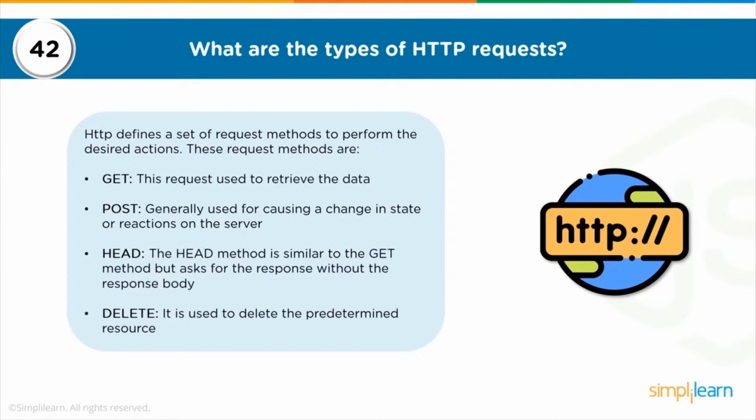Get is the request to retrieve data. Post is generally used for changing state in the data. Head is similar to get, but also asks for a response if there's no body content. So if you're developing an API, this would be a good one to use. And delete is used to delete the predetermined source.